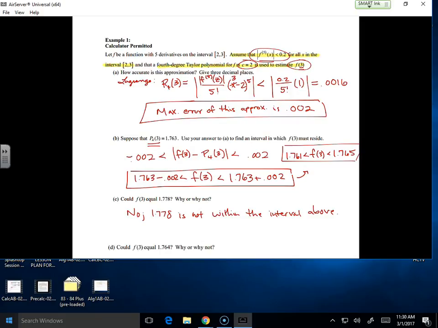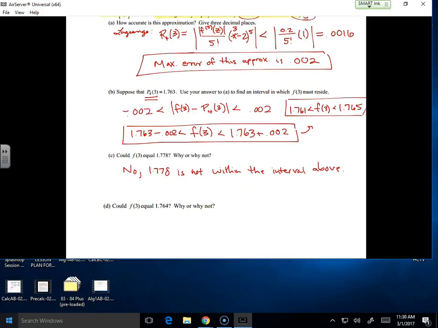And so what can you say about letter D? Because 1.764 does reside within the acceptable range, the acceptable interval, where f of 3 must reside.